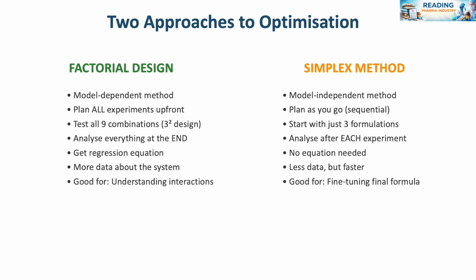With the simplex method, there is no model. You just plan as you go, so it's sequential. You start with 3 formulations, you measure them, you analyze, and you move away from the worst. You don't need to do any equations. Less data but faster. I would suggest you always do the factorial design, or a regression equation, to reach the optimum, and within this safe zone or the optimum region, then ideally we should do the simplex method.